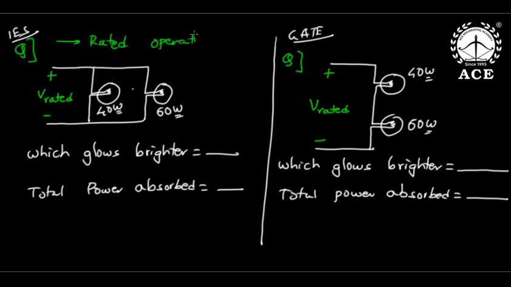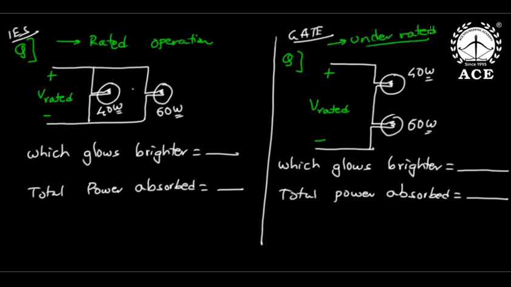But what about this? Here both bulbs are in series and you are giving total 220. That means each bulb is designed for 220 volts separately, but together in series you are giving 220. So the voltage drops will be less than 220. Each bulb is designed for 220, but together in series you are giving 220, so the voltages across them will be less than the rated values. So this is called underrated operation.